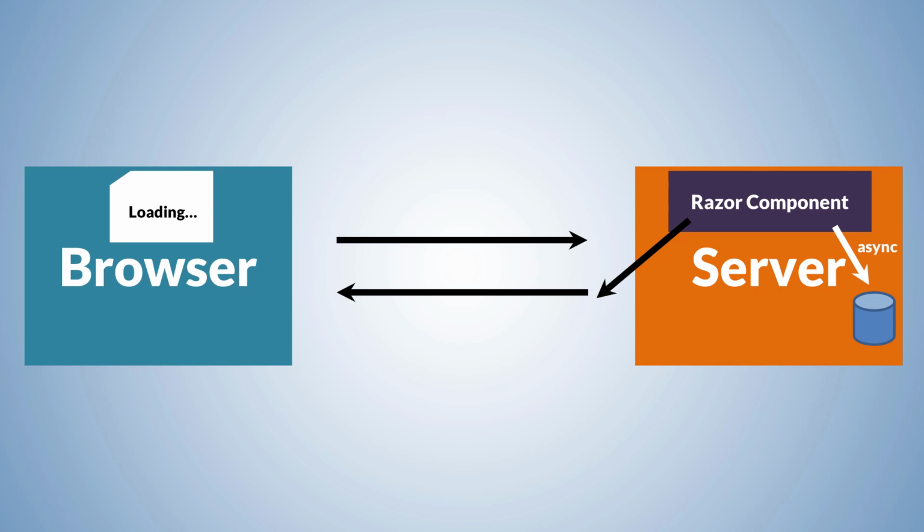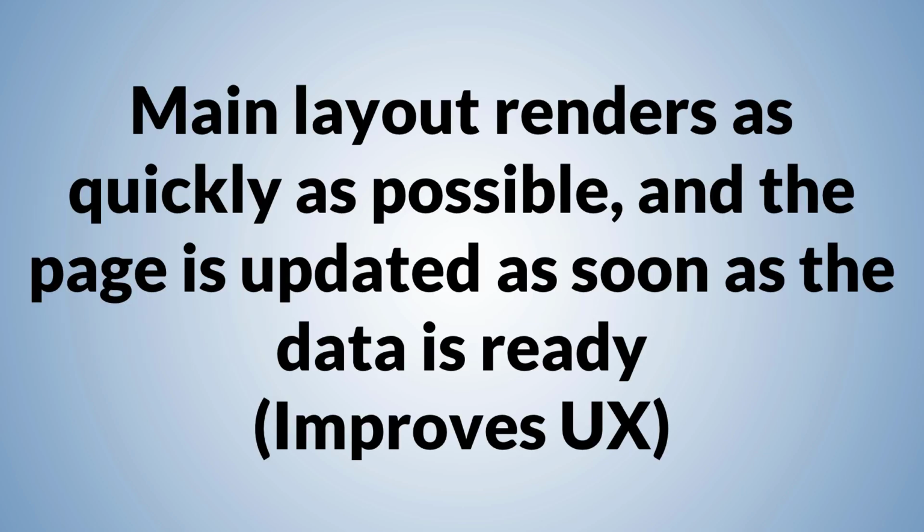Now once the asynchronous operation completes on the server, the updated data will be streamed into the response. That is, the updated data will be sent to the client on the same response connection, and then on the client it will be patched into the DOM, and the UI is now updated with that data. The advantage here is that the main layout is rendered as quickly as possible and the page is updated as soon as the data is ready. This improves the user experience of the web app. Let's see this in action.